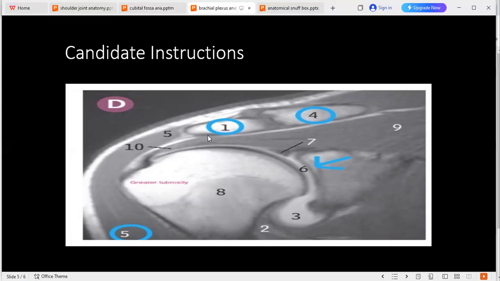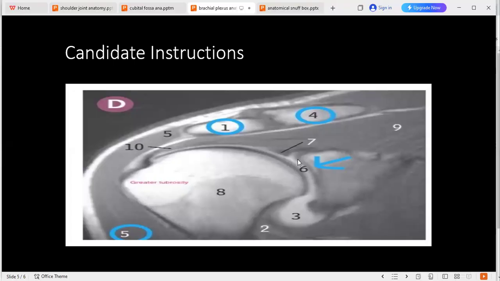Okay. Please identify the circled structures. What is one? One is the acromion. Four, please. Clavicle. Five, please. Deltoid. And the arrow pointing at six, what exactly is it? Glenoid cavity. Seven is the glenoid labrum.